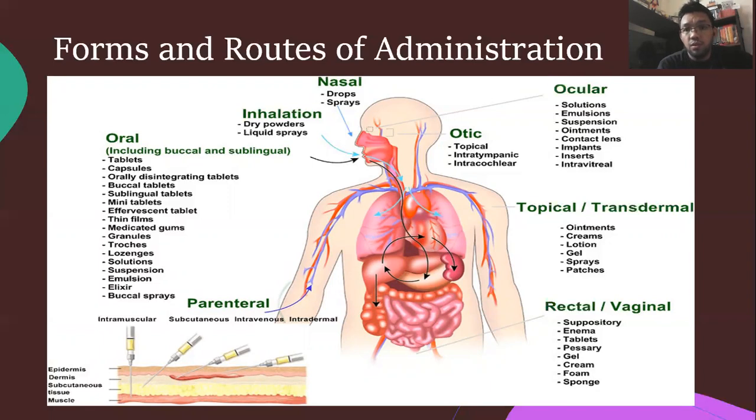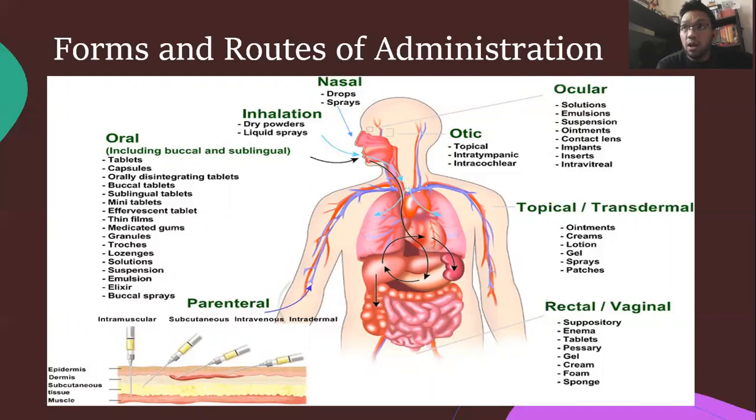Nasal, through drops or sprays as well. Otic, this is pertaining to the ears. So either topical, intratympanic, or intracochlear. Intratympanic if it's within the tympanic membrane. Cochlear, of course, with the cochlea.